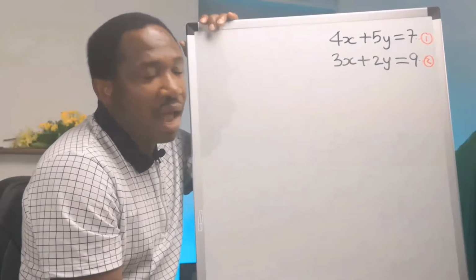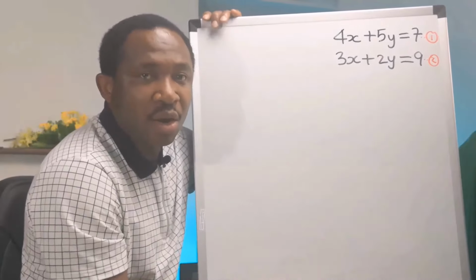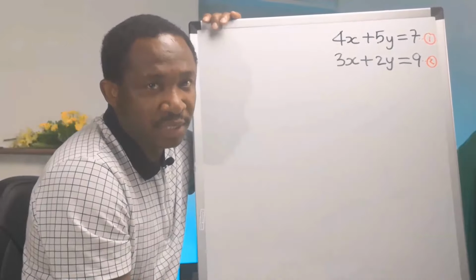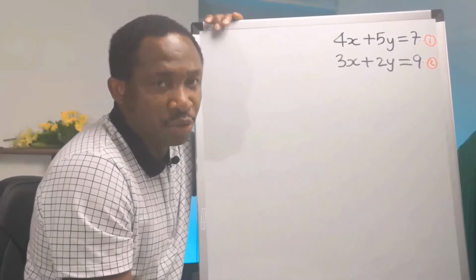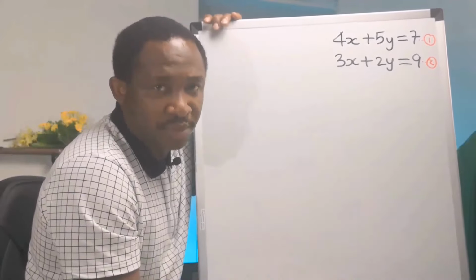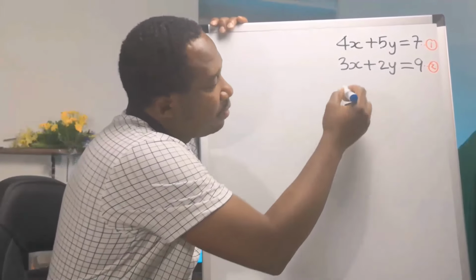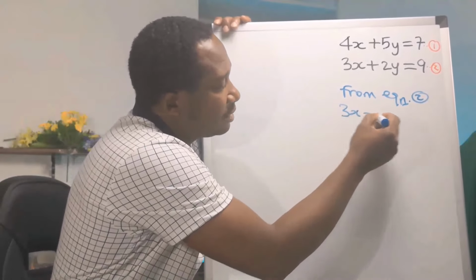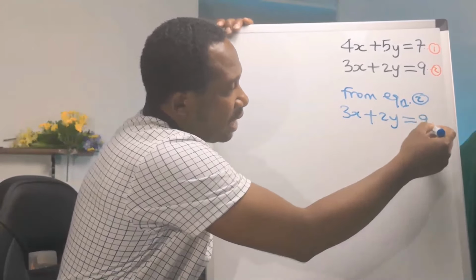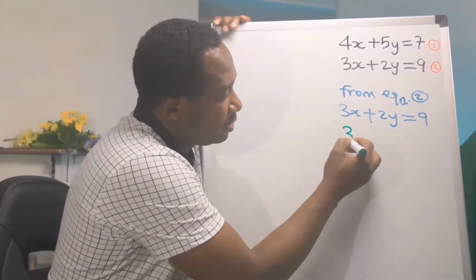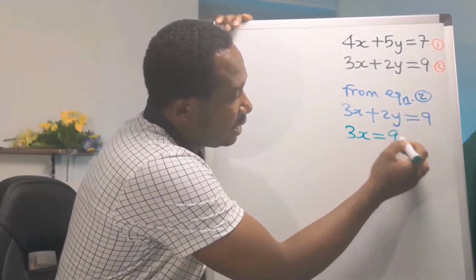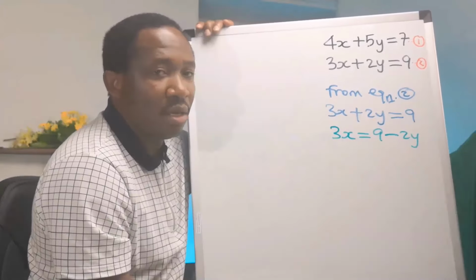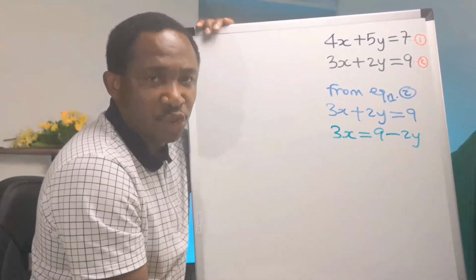That means I will choose either equation 1 or equation 2 to make x or y the subject. Let me choose equation 2 and make x the subject. From equation 2, we have 3x plus 2y is 9. I will now have that 3x is 9 plus 2y, which moves and becomes minus 2y. We want to make x the subject.